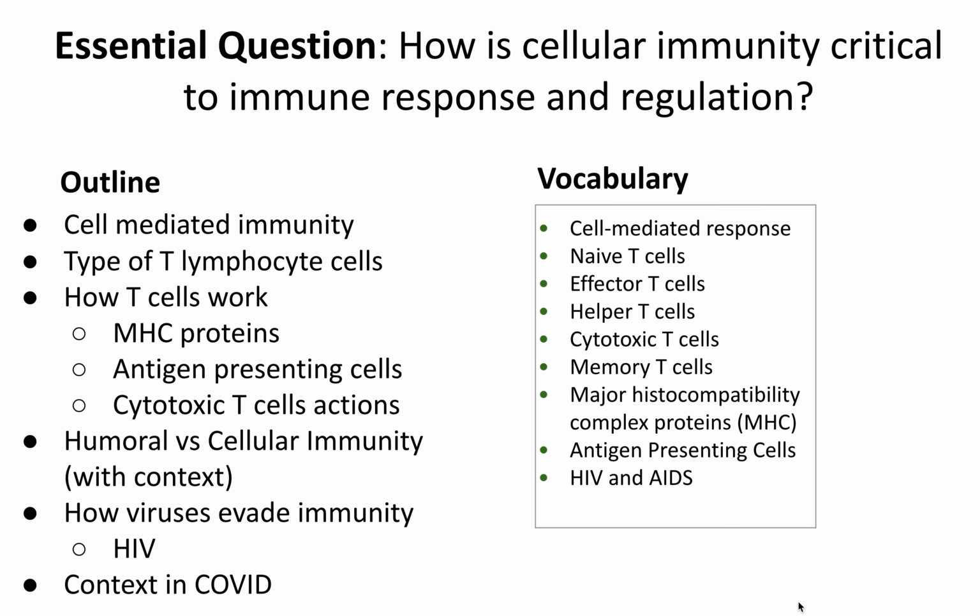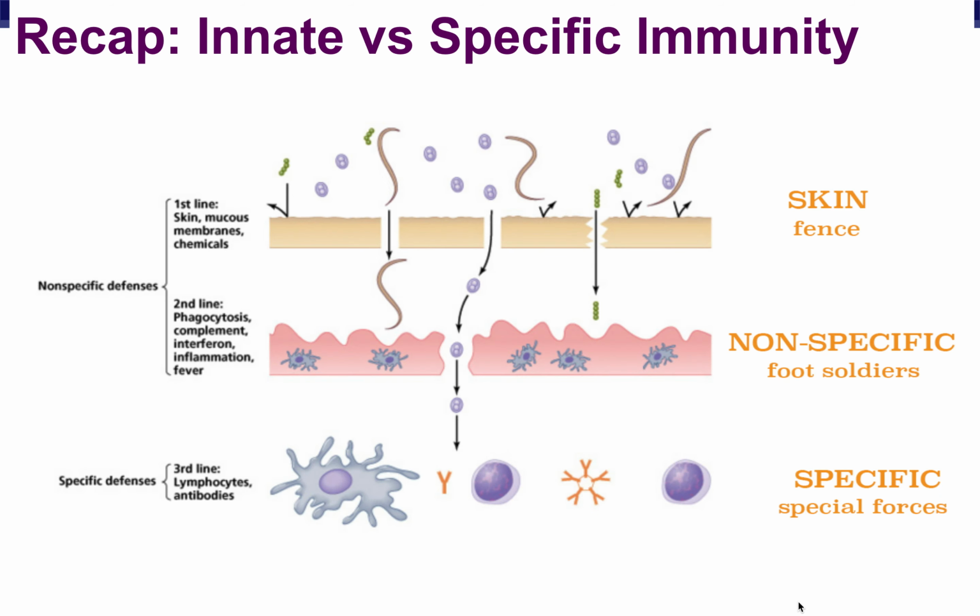In this lesson, we're going to address how cellular immunity is critical to your immune system and its regulation, and we'll cover cellular immunity and T cells related to it. Then we'll put cellular immunity and humoral immunity in context with each other, relating to what we've learned about B cells and T cells, and then we'll talk a little bit about how COVID is involved in all of this.